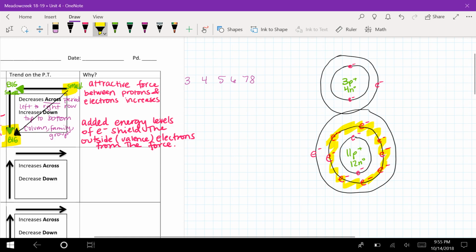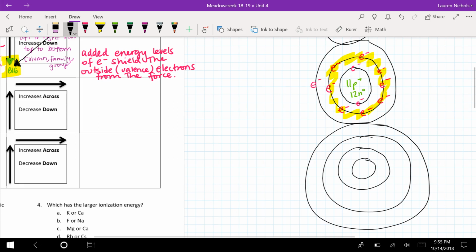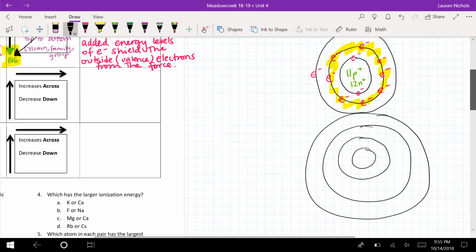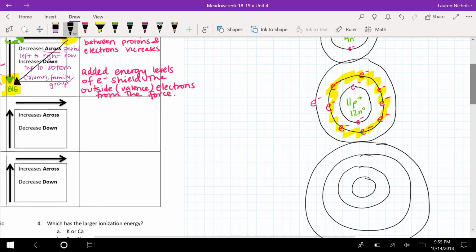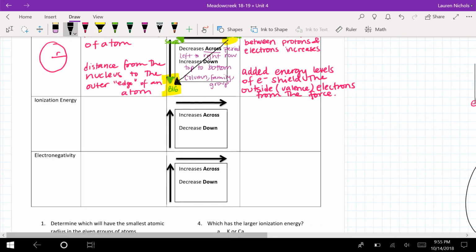Okay, and so it only increases from there because as you go underneath sodium, you're going to have something on row 4, and so now it's going to have 1, 2, 3, 4. And so those added energy levels physically make it bigger, but also the protons lose some of their effectiveness at attracting those outside electrons because the farther away they are, the harder it is to hold on to them. And so that really leads us into our next trend.